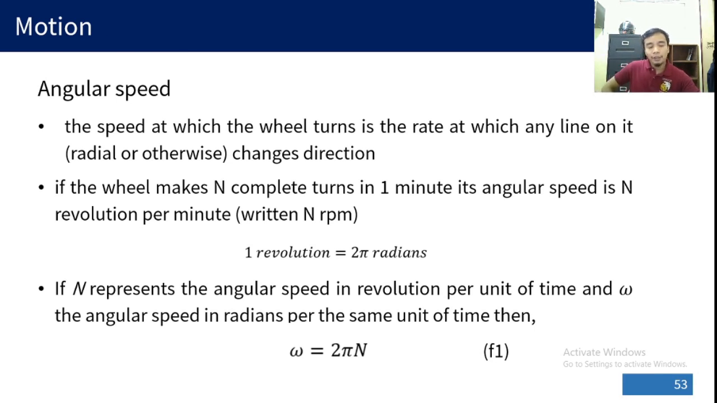Then if n represents the angular speed in revolutions per unit of time, omega is the angular speed in radians per unit of time. So we convert the angular speed from revolutions per minute into radians per unit time. We will just multiply the number of revolutions by 2 pi radians, right?